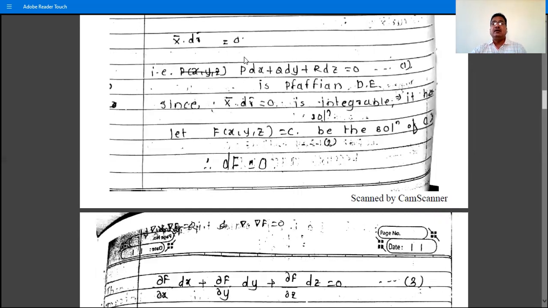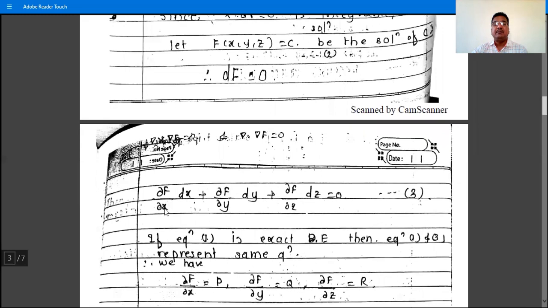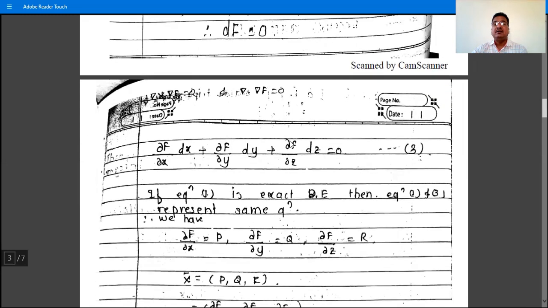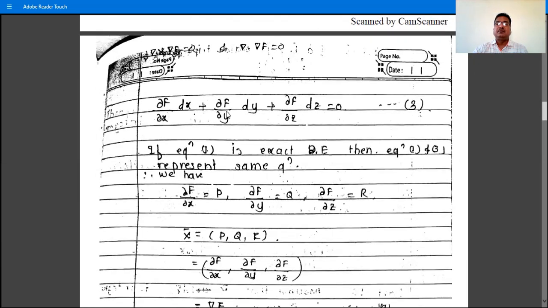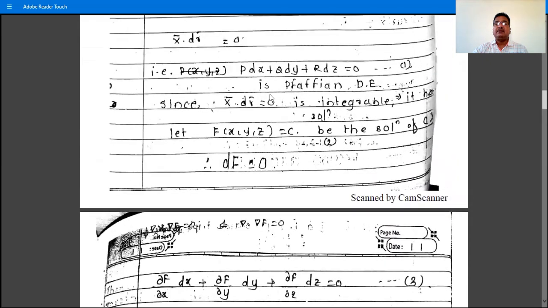We know that the solution of a Pfaffian differential equation in x, y, z is a function of x, y, z equal to some constant. So we assume that f(x, y, z) = b is the solution of this Pfaffian differential equation. Then obviously the complete derivative df is 0. What is df? ∂f/∂x dx + ∂f/∂y dy + ∂f/∂z dz is equal to 0. This is the complete derivative, equation number 3. If equation 1 is integrable, it is either exact or it has an integrating factor.